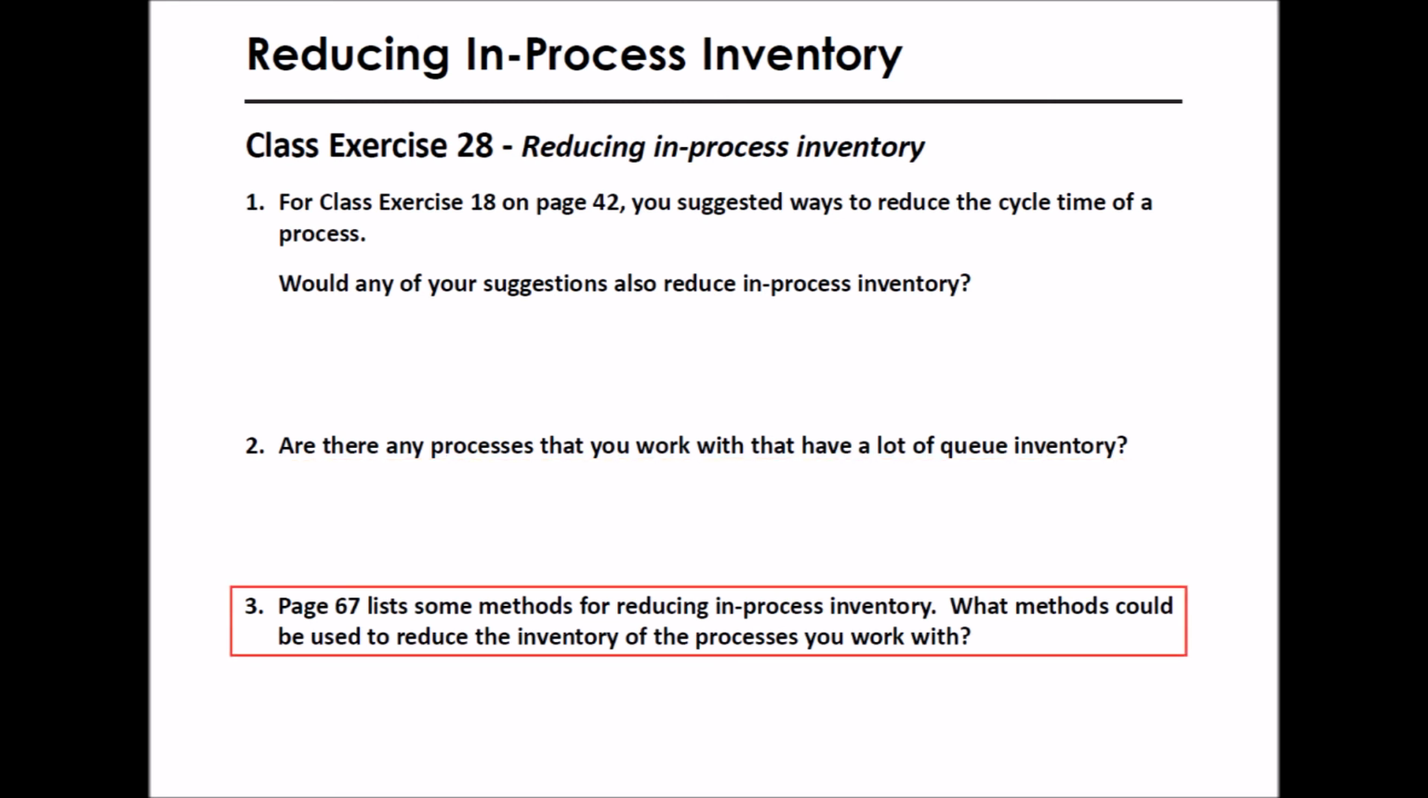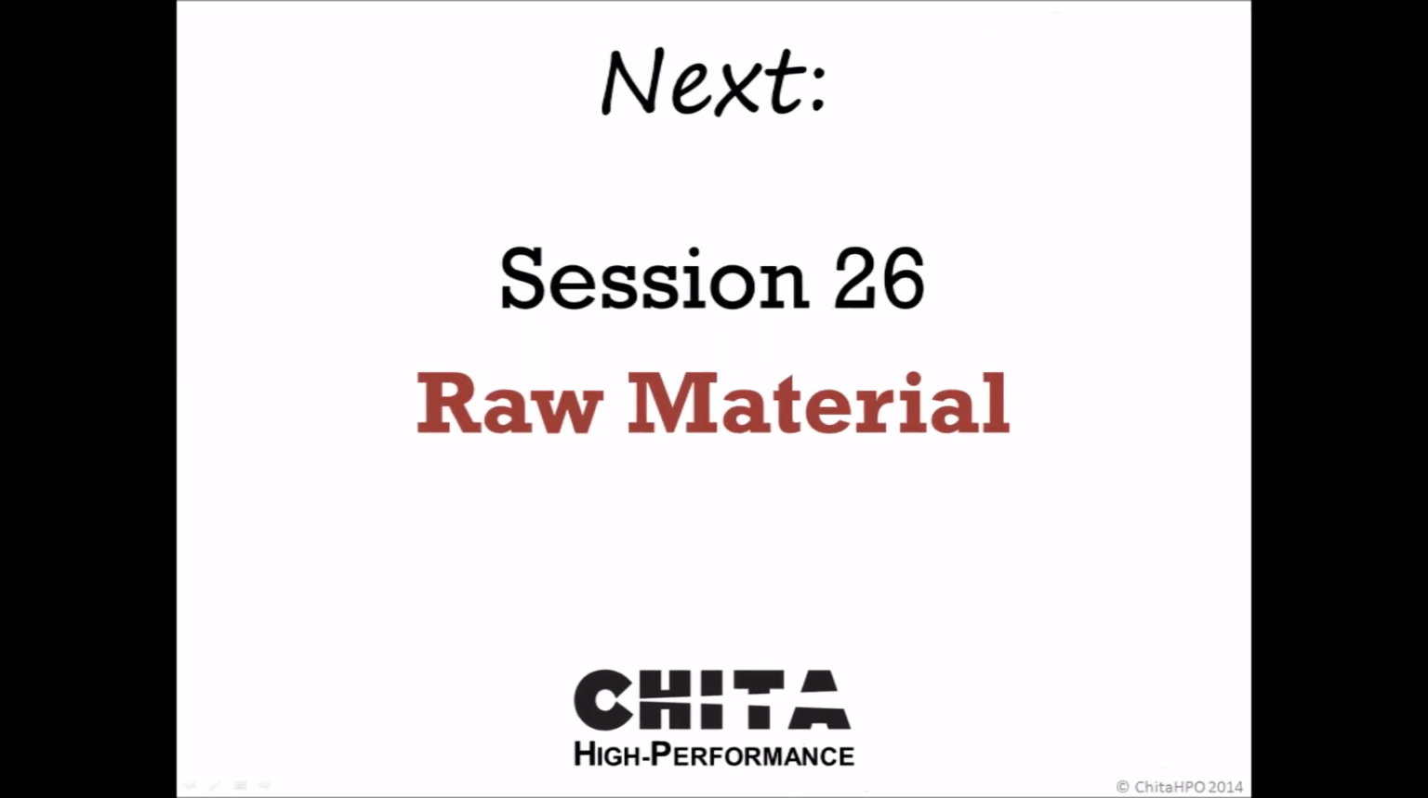Part 3 of the exercise asks the operators for ideas to reduce in-process inventory. This will generate more ideas for reducing process inventory and cycle time. In session 26, we will discuss raw materials inventory.